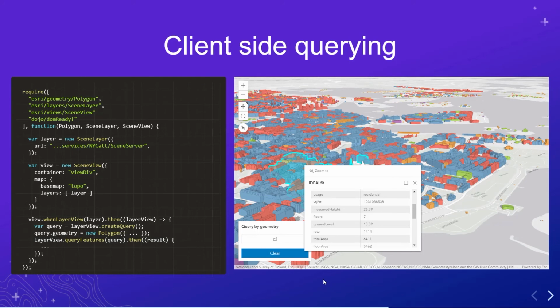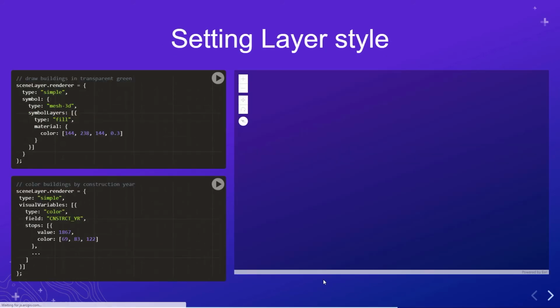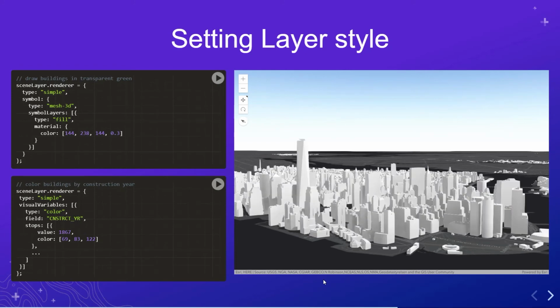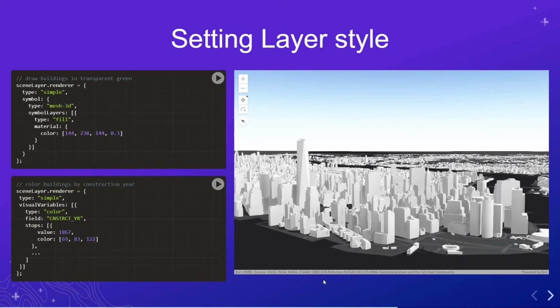And just like with many other layer types, the scene layer supports changing aspects of its visualization through its renderer property, allowing you to find the best possible visualization for your use case. So we're in New York again, and by setting the renderer property of type simple, we tell it that we want to use this symbol on all the buildings. That's what simple says, use just one symbol across all of the data.